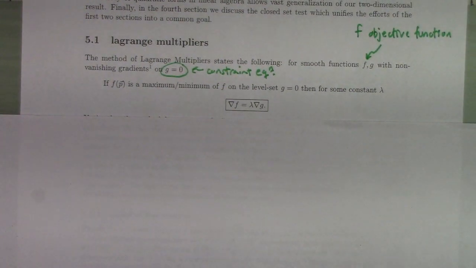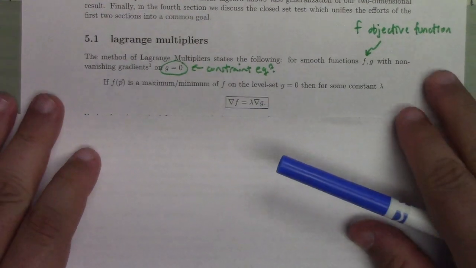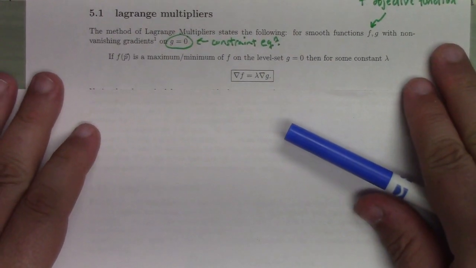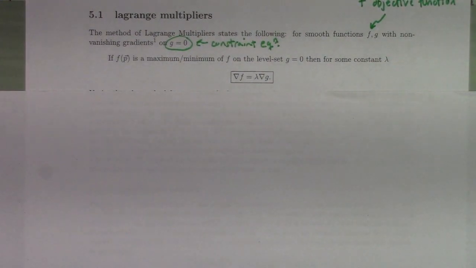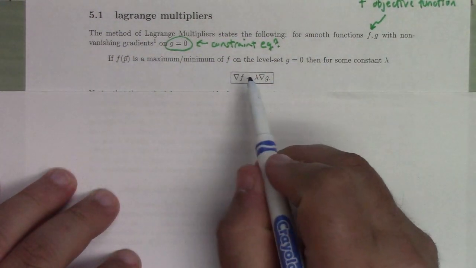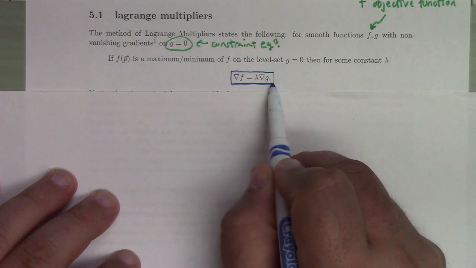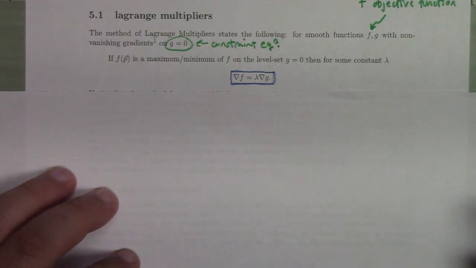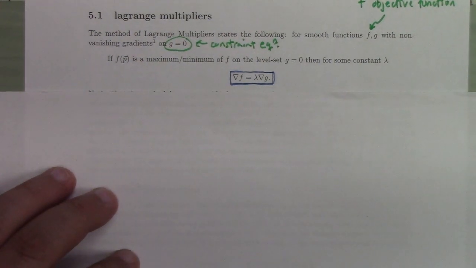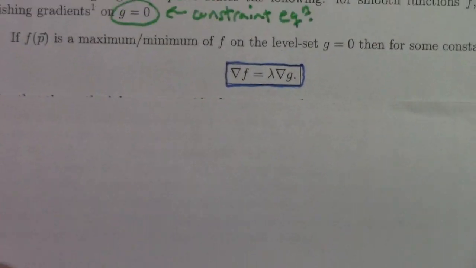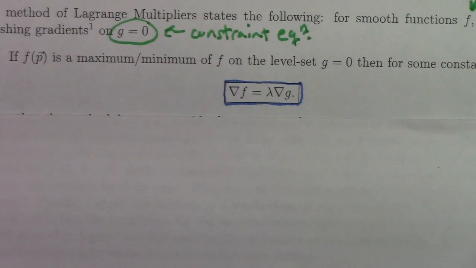And the method of Lagrange multipliers says, hey, if you want to find places where the objective function is largest on the constraint equation holding true, you look to solve this equation right here, that the gradient of f is equal to lambda times the gradient of g. And here lambda is the so-called Lagrange multiplier.